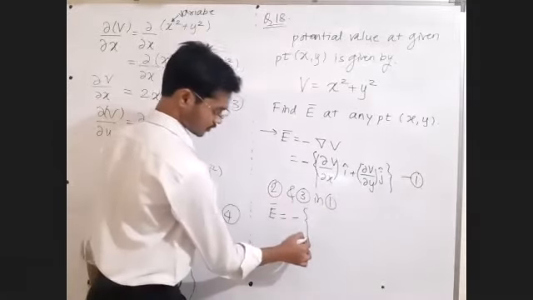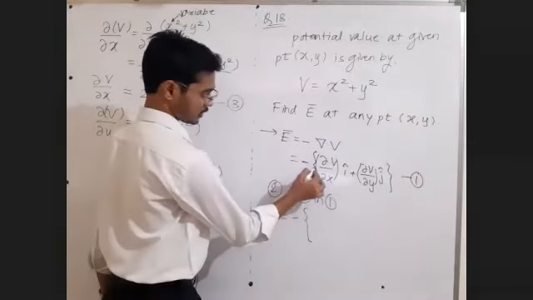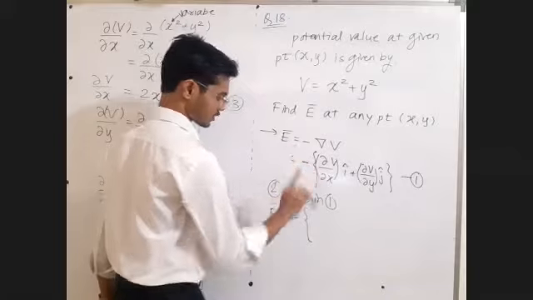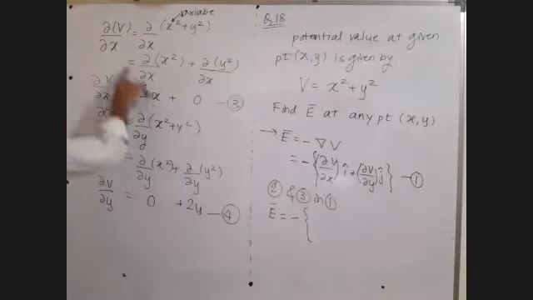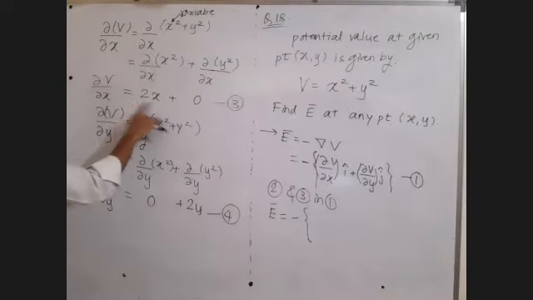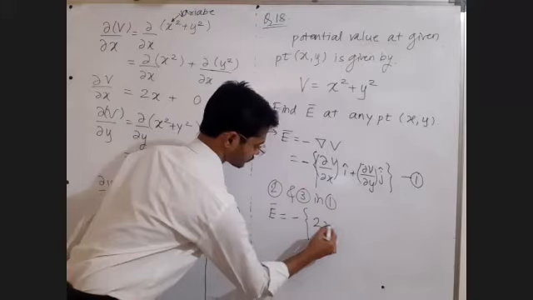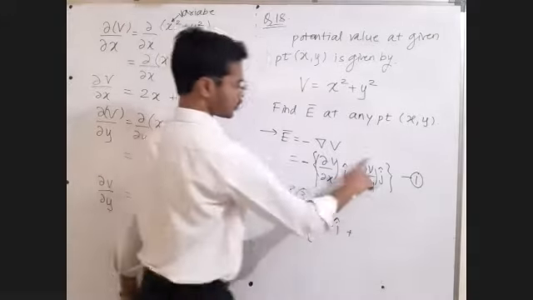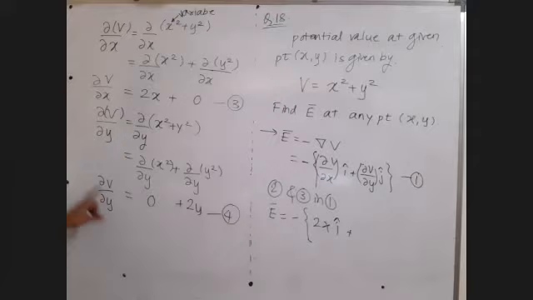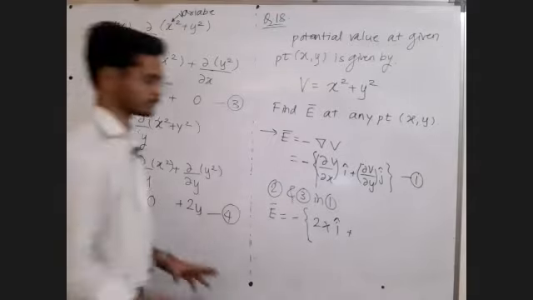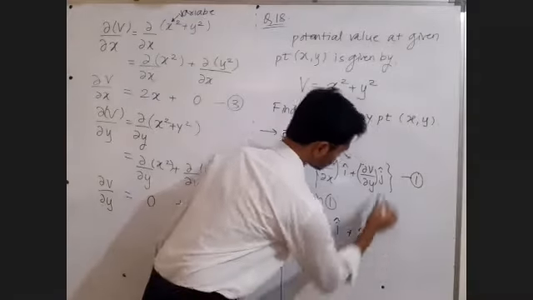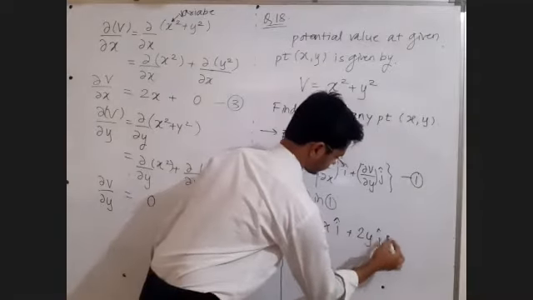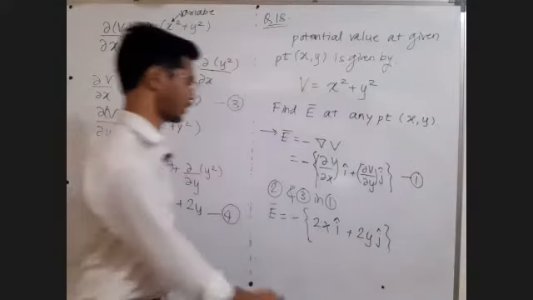Do not confuse between the brackets, okay? This minus sign is outside the bracket. Dou v by dou x, dou v by dou x is 2x, into I cap, plus dou v by dou y. Dou v by dou y is 2y, into j cap. Bracket complete, that's it, over.